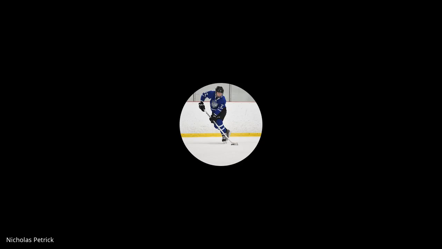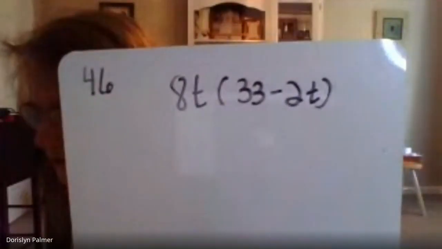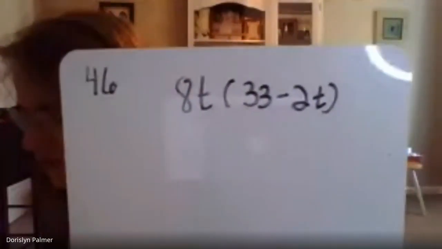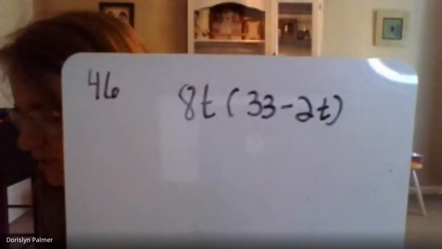I'm going to go to Nicholas. Nicholas, we're on 46A. The factored form I got was 8t times 30, and then times the quantity of 33 minus 2t. Yes, good. Okay, so we have 264t minus 16t squared. Biggest number you can divide those numbers by is 8, and you can also factor out a t. All right, so we have 8t times 33 minus 2t.